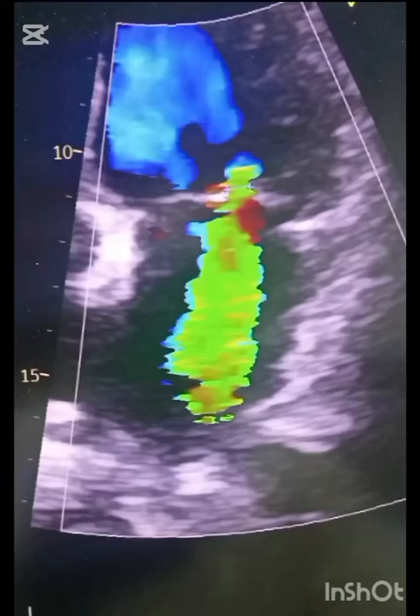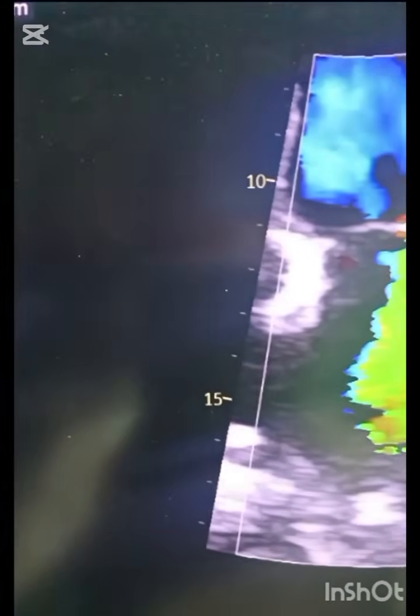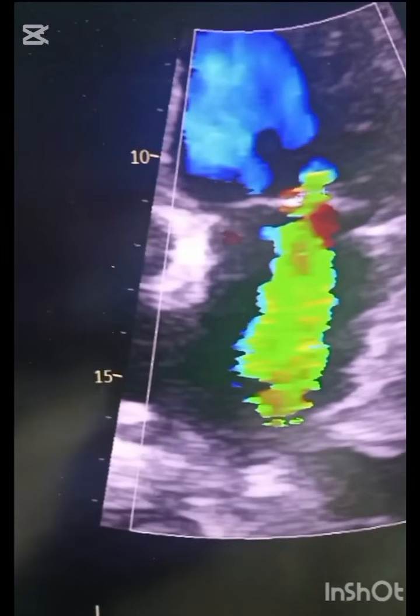The limitations of vena contracta are multiple jets and eccentric MR. These are the limitations of vena contracta, where the vena contracta method doesn't work.